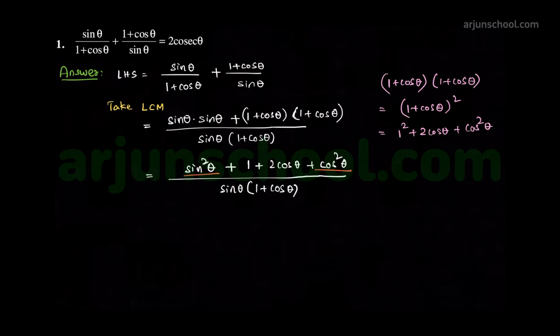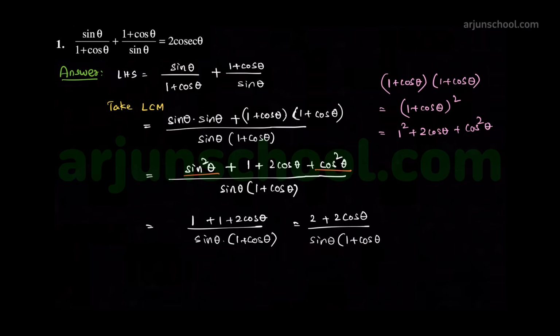Sin square theta plus cos square theta, we can write it as 1, plus, we already have 1 plus 2 cos theta divided by sin theta of 1 plus cos theta. 1 plus 1 is 2. 2 plus 2 cos theta by sin theta of 1 plus cos theta. Let us take 2 as common from the numerator. 2 of 1 plus cos theta by sin theta of 1 plus cos theta.